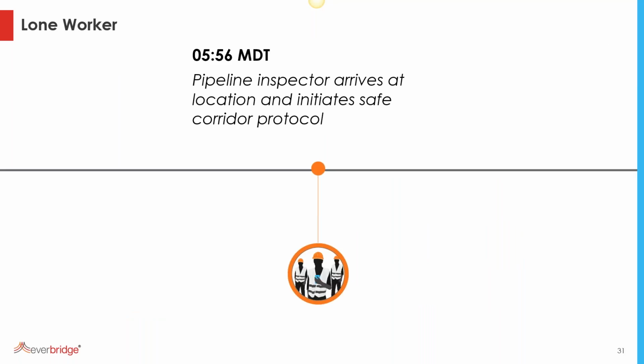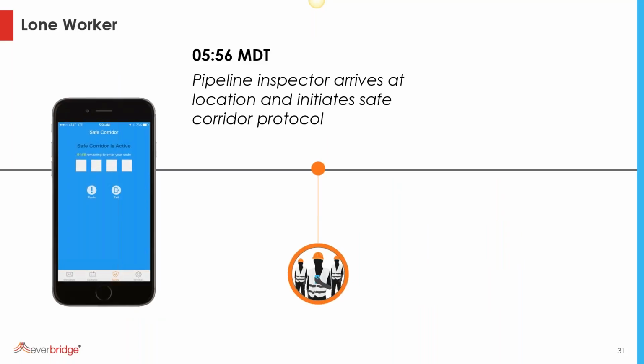Now at 5:56, the pipeline inspector arrives at the location and starts safe corridor. Why do they start safe corridor? Because I want to make sure on the other end that they're safe as they work on this issue. They're alone in the field in a very dangerous area where there is a pipeline leak. So they start safe corridor, and at regular intervals, they have to enter their safety code. As they enter their safety code, we place their location on the map, and we can see that they're progressing safely. They're going about their job, and everything's moving along just fine.